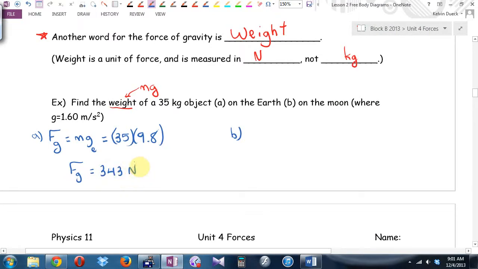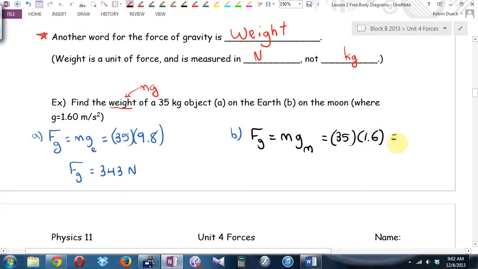That same 35 kilogram mass on the moon, it's going to be mg, but we're going to use g of the moon. I'll call that gm for moon. It's going to be 35 times, what did I say g on the moon was? 1.6.